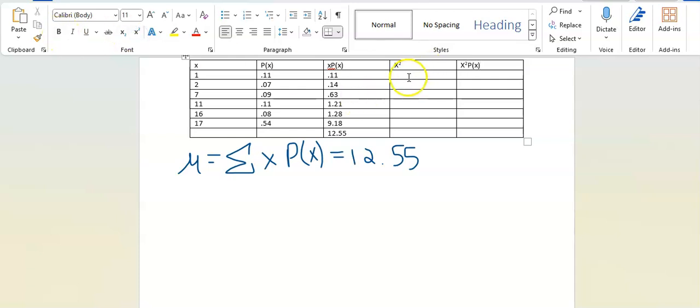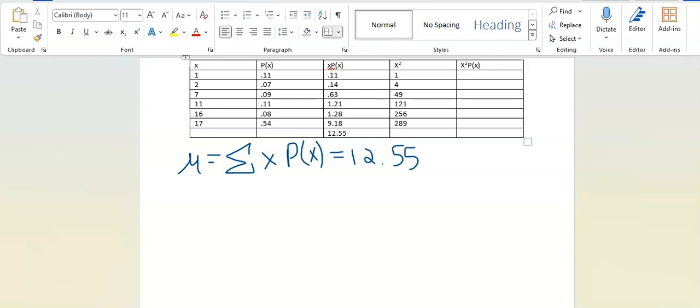All right, so in the x squared column, I'm going to go back here to my x column, and I'm going to square every single thing that I have. So 1 times 1 is 1. That'll go here. 2 times 2 is 4. 7 times 7 is 49. 11 times 11 is 121. 16 times 16, I don't know offhand. I'll have to put that in the calculator. It is 256. And then 17 times 17, I'll put that in the calculator. That is 289.